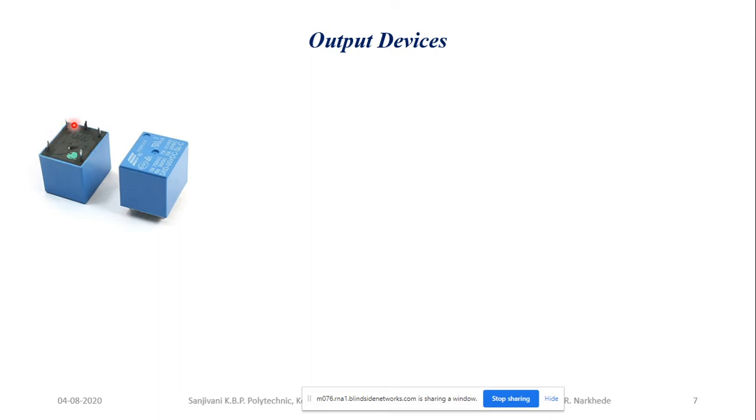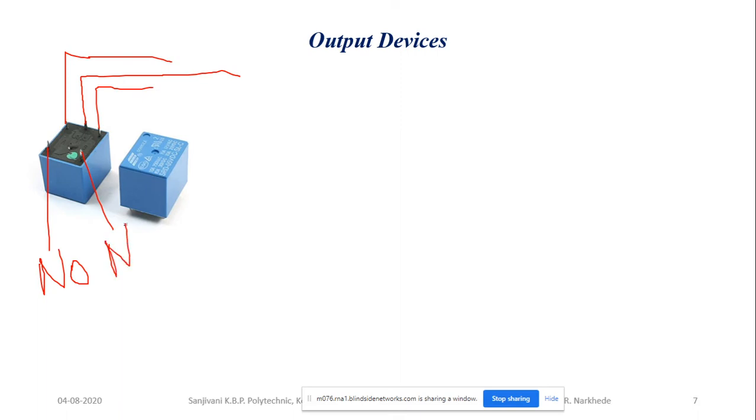Now these relays have 5 terminals. If you observe here, 1 2 3 4 and 5. Out of these 5 terminals, 2 terminals are used for supply purpose. These 2 terminals are connected to the output of your controller. These are the coil terminals. And this is the common terminal. This common terminal is basically used for controlling whatever device you want to control. And these are the NO and NC terminals: one is your normally open contact and the second one is your normally closed contact.